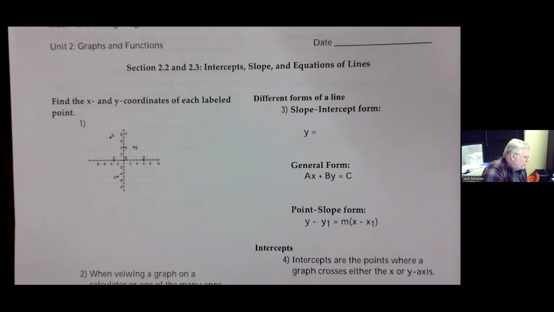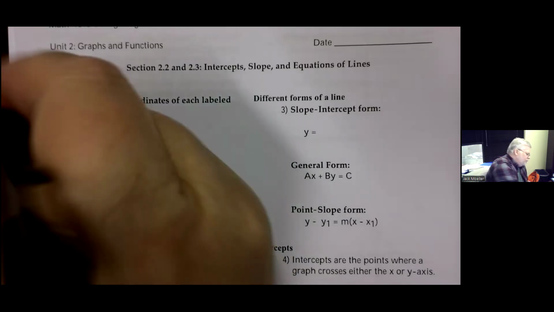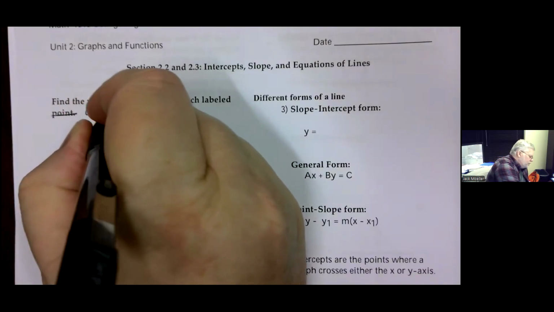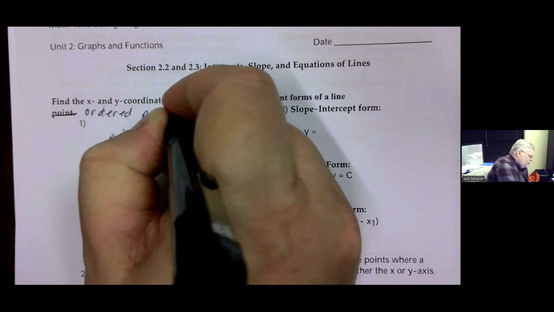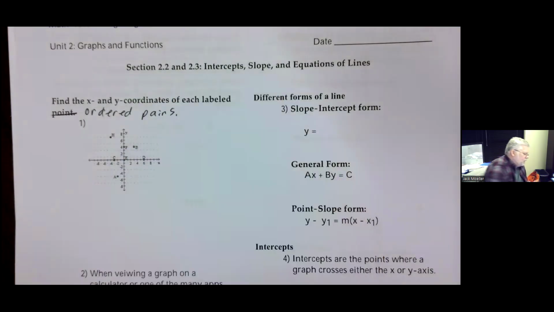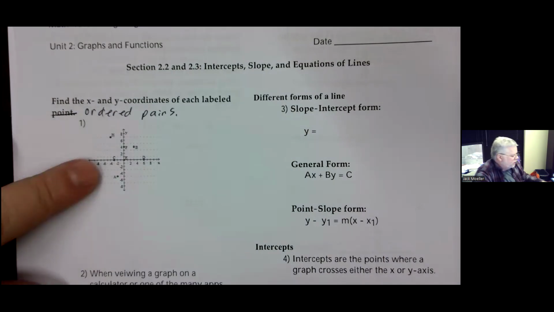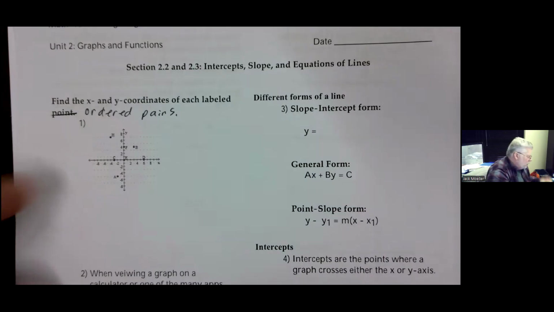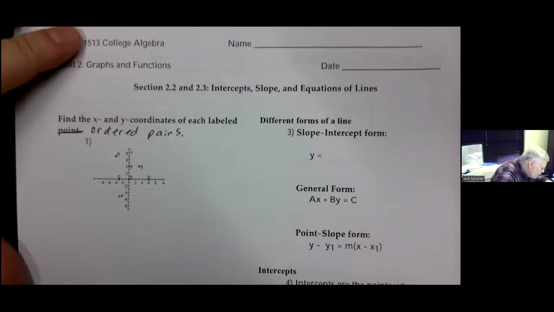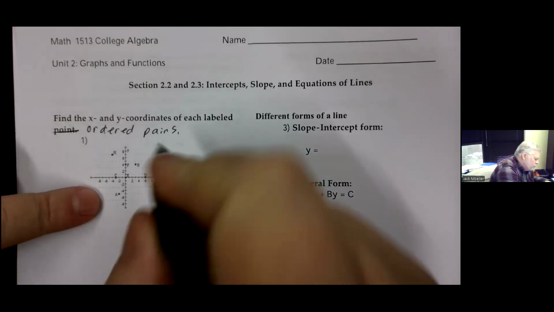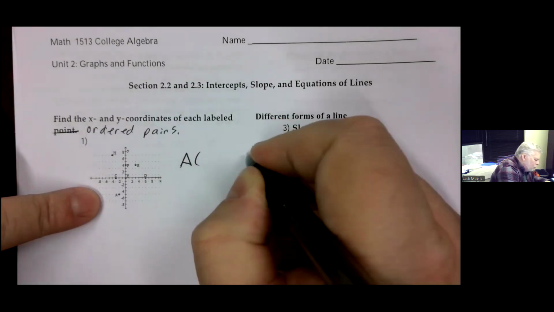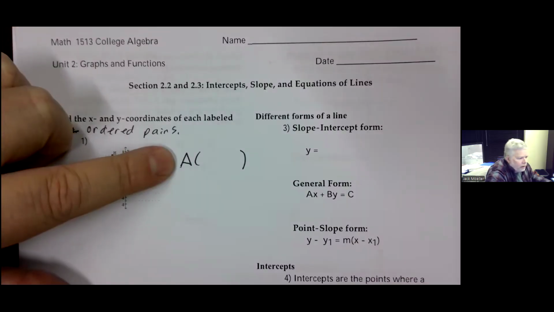Let's start with very basic plotting of points, or we should call those ordered pairs, to be more mathematically correct in our language. Ordered pairs are points. The whole reason we call them ordered pairs is that anytime you're graphing in the rectangular coordinate system, you always have x first and y second. I'm going to have to take off my reading glasses to read this. That's a warm-up exercise. The way we label points is we tend to use capital letters out in front of them.